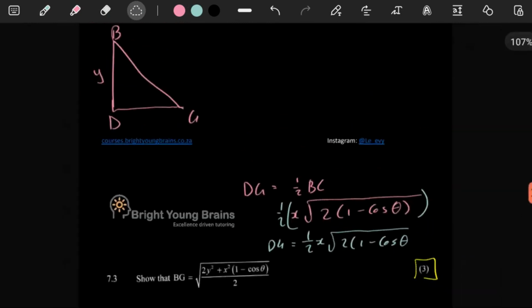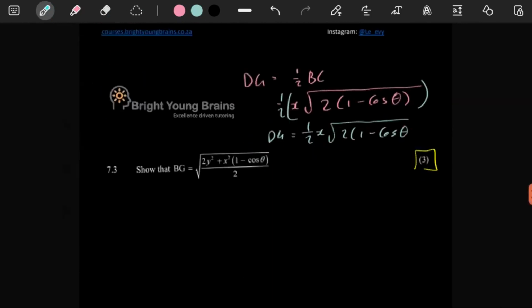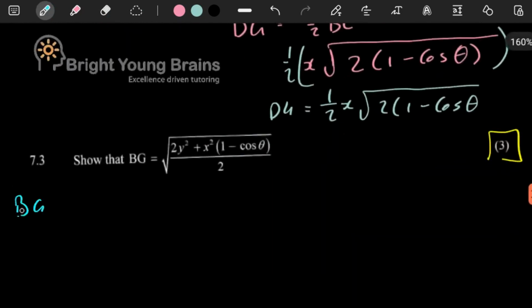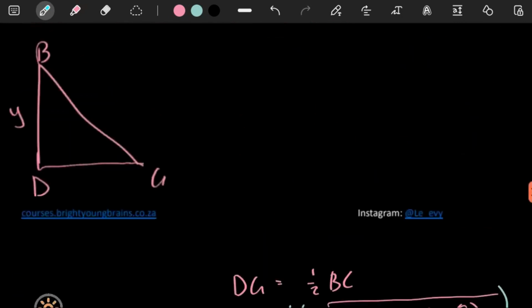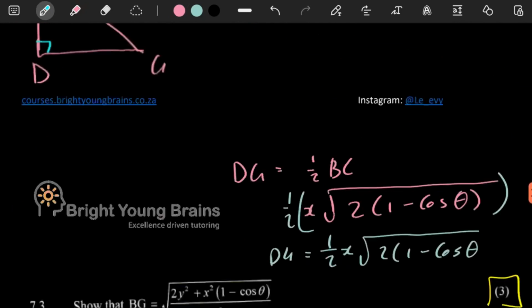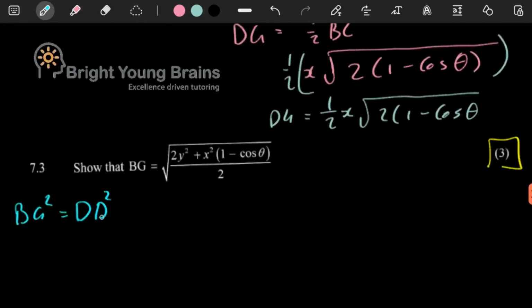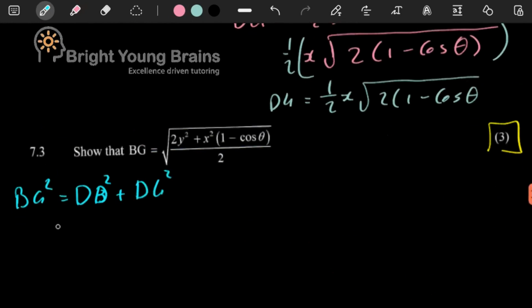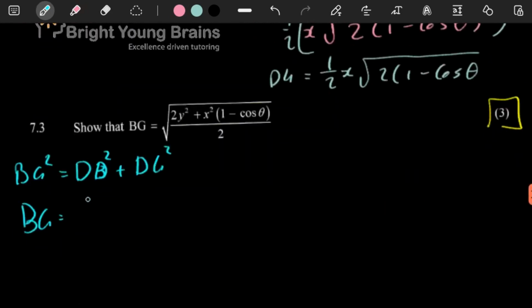So now what? So we have this, we have this. Oh, Pythagoras theorem. So don't be afraid of Pythagoras theorem, especially when things look crazy. So BG squared is going to be equal to BD squared plus DG squared. DB is Y. So this is Y squared plus this whole thing squared. So it's a half X square root of this whole thing.